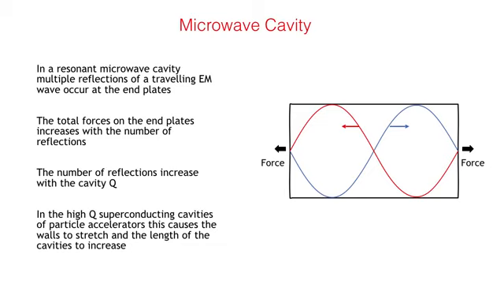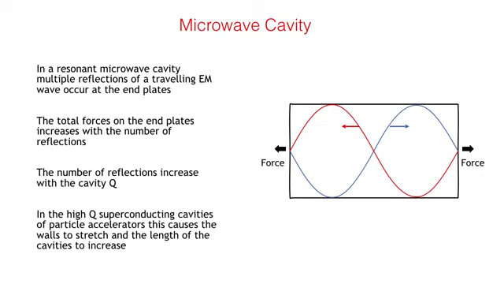EmDrive is essentially a microwave cavity where multiple reflections of a travelling electromagnetic wave occur at each end plate. These reflections cause forces at each end, and clearly the forces will increase with the number of reflections that take place. The electrical length of the cavity is an integer number of half wavelengths and is therefore a resonant system with a very large Q factor. Essentially, a very large number of reflections occur, which increase as the Q factor increases.